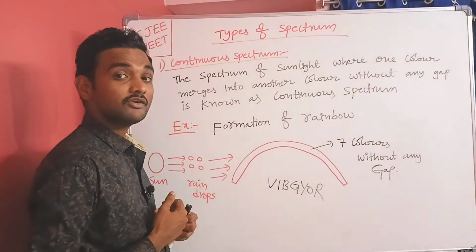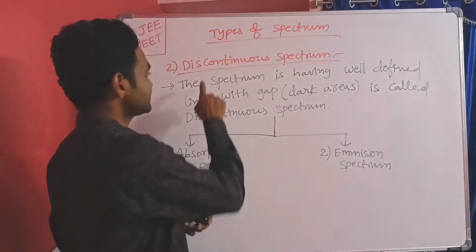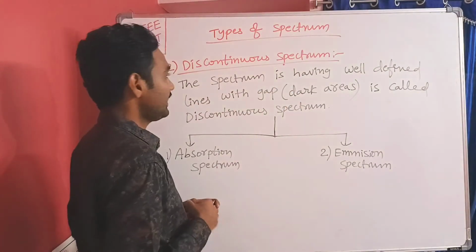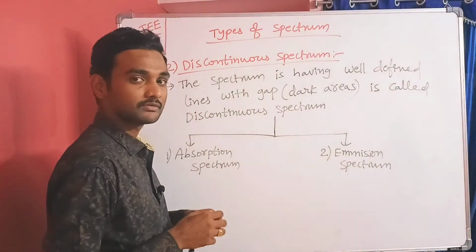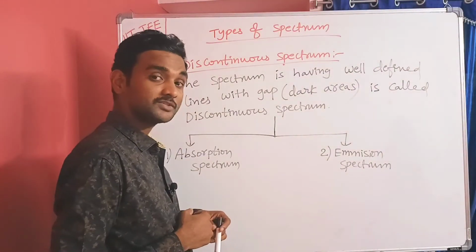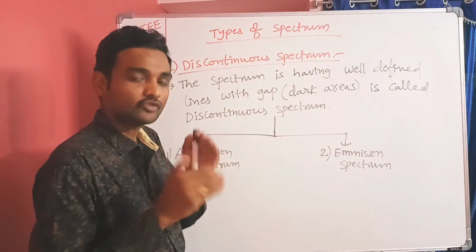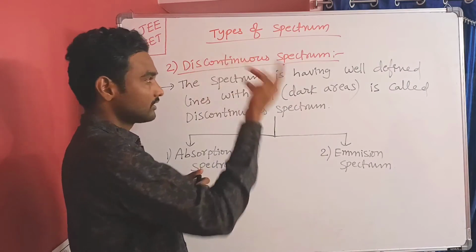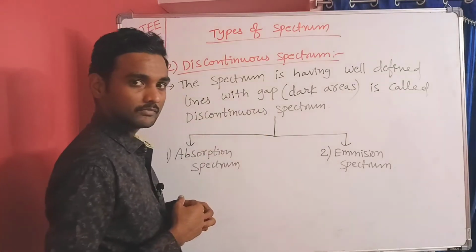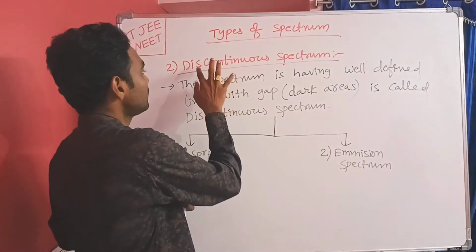Now let me discuss the second type, that is discontinuous spectrum. What is discontinuous spectrum? The spectrum has well defined lines with gaps, and gaps mean dark areas. Continuous spectrum means one color merges into another color without any gap. Discontinuous spectrum is here with gaps. Have you understood? Continuous spectrum is without gap, discontinuous spectrum is with gap.